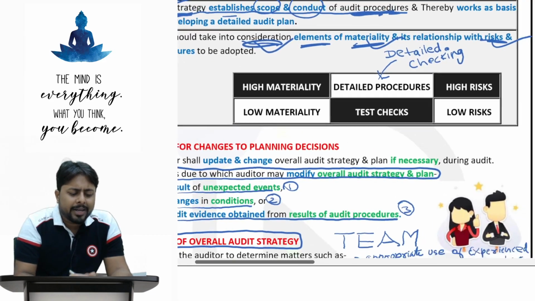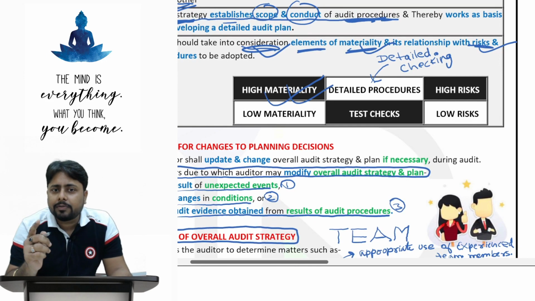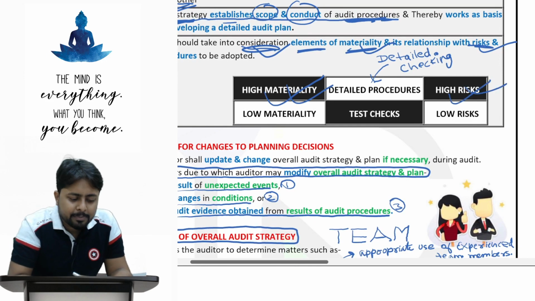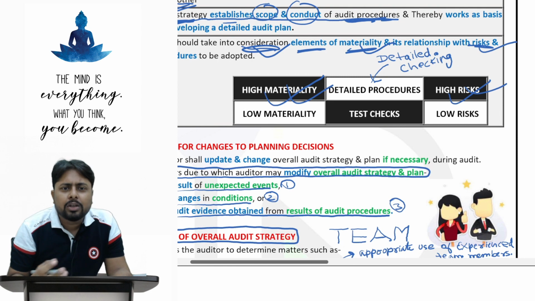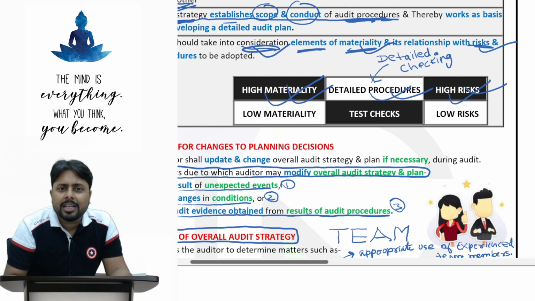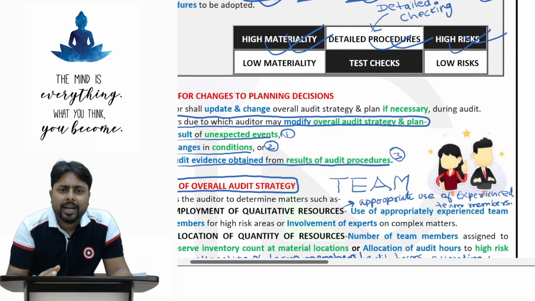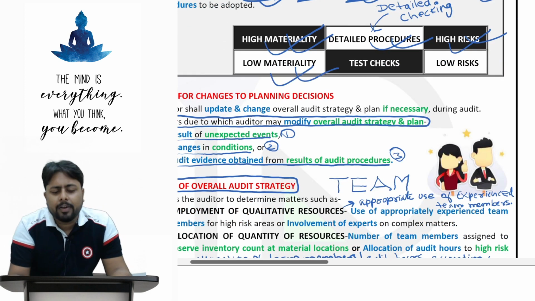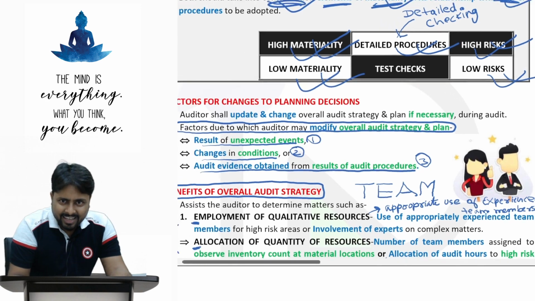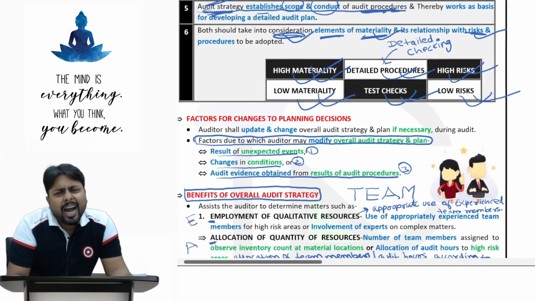If the materiality is high, will the risk be high or not? Yes, sir. If it is material, high risk will be there. So there you will do less checking, test checking, or detail checking? Obviously, we will do detail checking. If it is not material, if the materiality is low, obviously the risk will be low, and there what will you do? Detail checking? No, sir. Test checking.